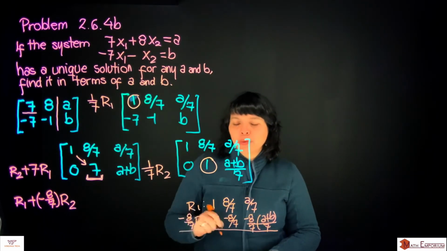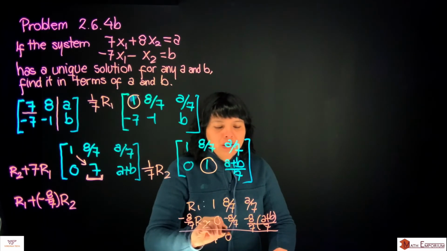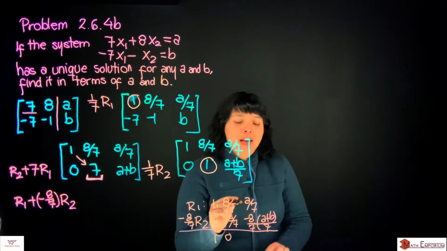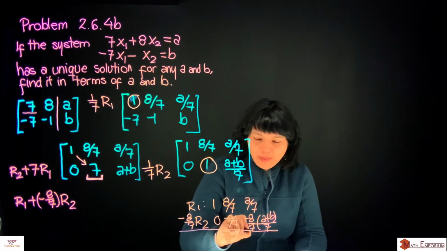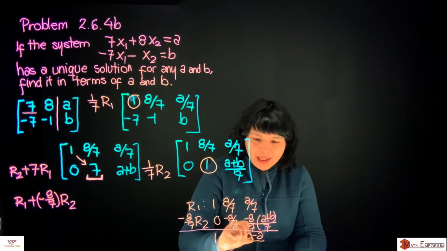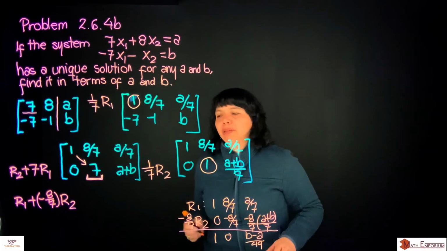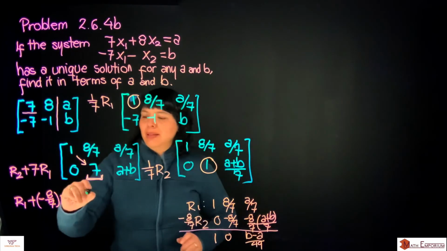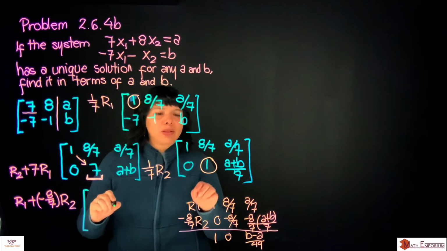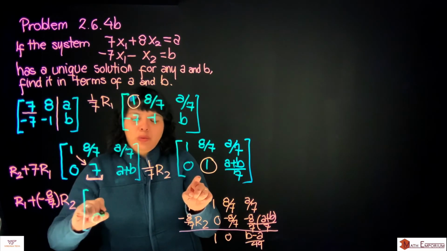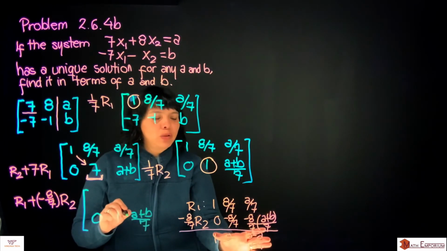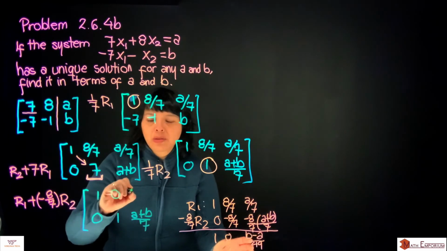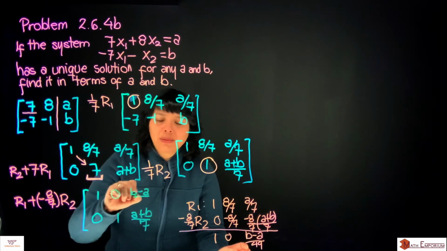So I'm going to add these two, and this gives me 1, 0. And if I do this one, that is going to give me altogether b minus a divided by 49. It's just like a fraction, so you know how to do that. That means my answer is going to be 0, 1, a plus b over 7, and my new row 1 is going to be 1, 0, b minus a divided by 49.